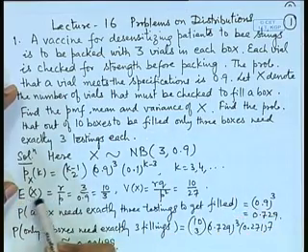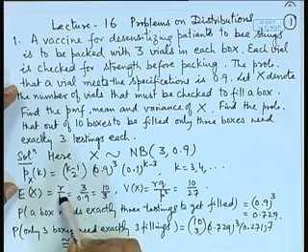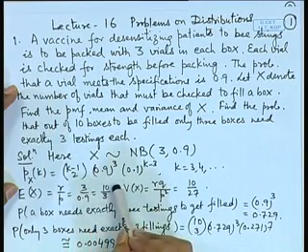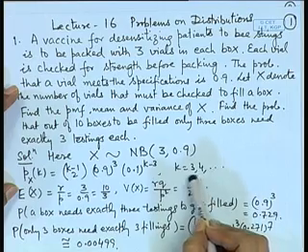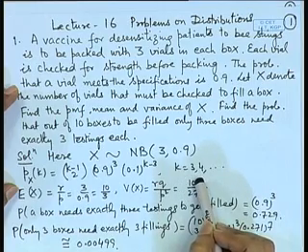As we know, the mean of a negative binomial distribution is r by p. So, that is 3 by 0.9, that is 10 by 3, and variance is r q by p square, which after simplification becomes 10 by 27.